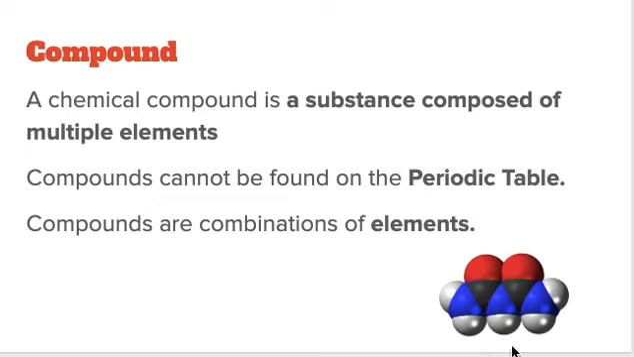Remember, to be in the goal strand for 7th grade MAP, you just need to be able to represent compounds with formulas. That's what we're going to build up to by the end of this video. A chemical compound is a substance composed of multiple elements. Now, this is important, and this is your second blank. Compounds cannot be found on the periodic table. If you see something on the periodic table, it's not a compound. It's an element. Compounds are combinations of elements.